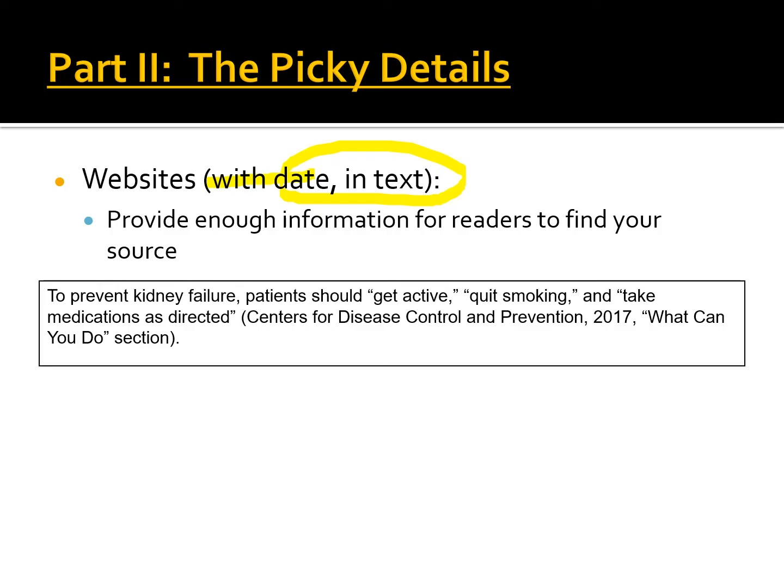Okay, what about websites? Well, it varies depending on whether or not you have the date or you don't have the date. So let's talk about websites with the date and how we would do it in text. So the gist is to provide enough information for your readers to be able to find the source. So in this example, we have the actual results being discussed first. So the author would be in brackets. To prevent kidney failure, patients should get active, quit smoking, and take medications as directed.